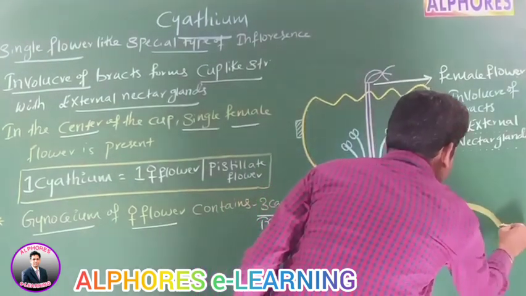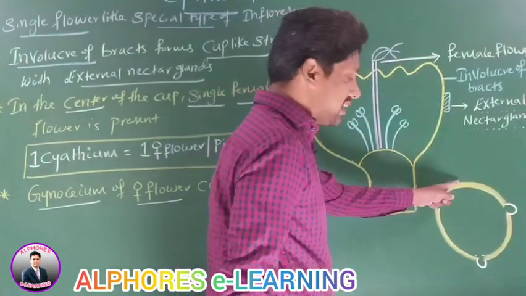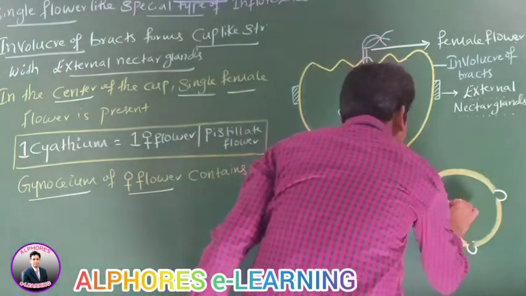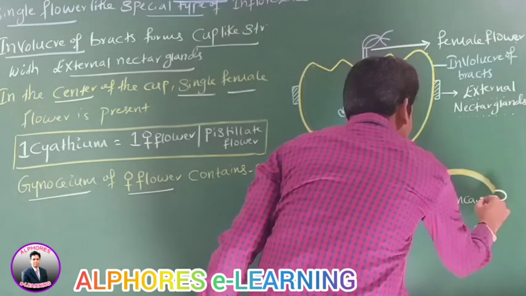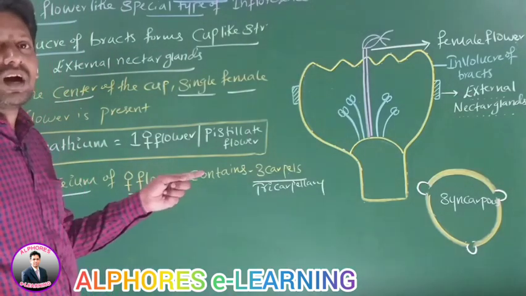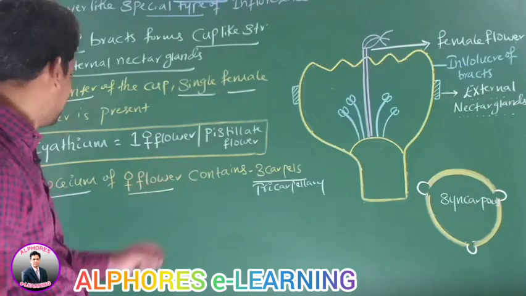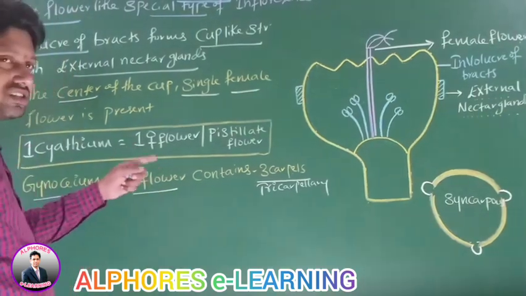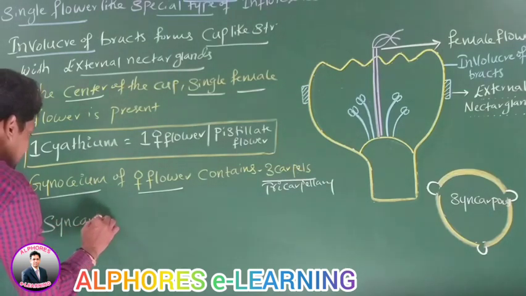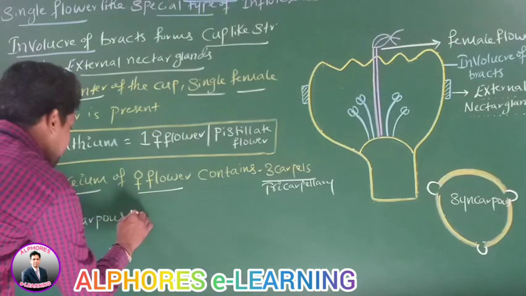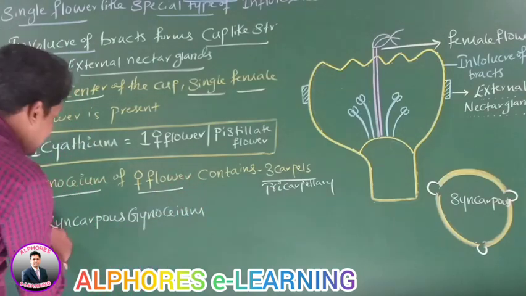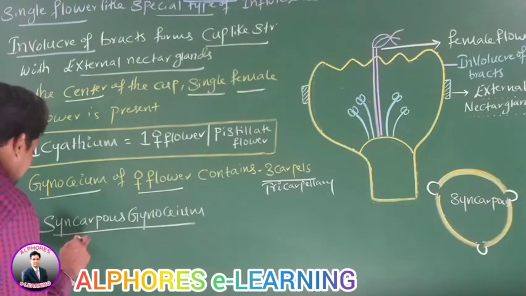See the diagram once. Three carpels are there: one, two, three. These three carpels are fused. If carpels are fused, we call that condition syncarpous condition. What is the meaning of syncarpous condition? Carpels are fused. Therefore, three carpels are present and they are fused, so the gynoecium becomes syncarpous. What is the meaning of syncarpous gynoecium? Syncarpous gynoecium means nothing but carpels are fused.